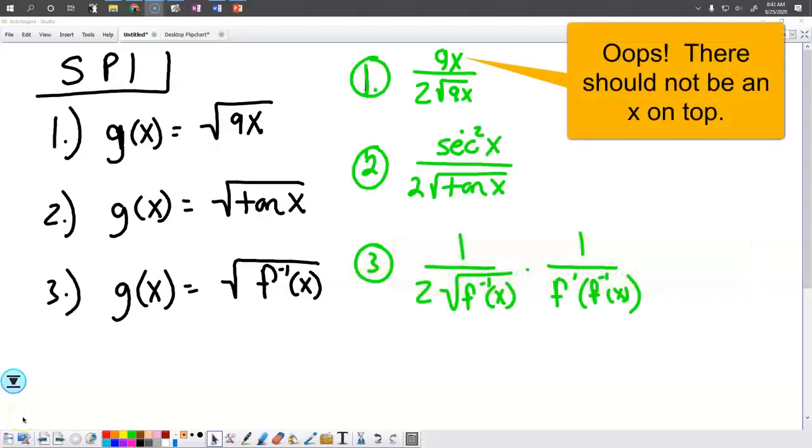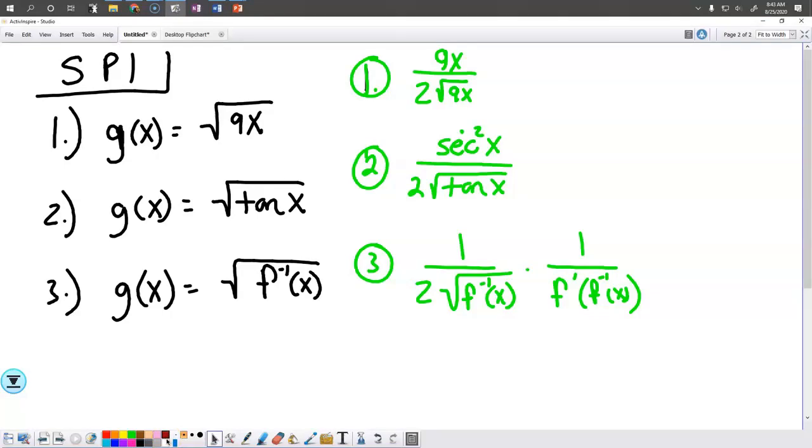Okay, so there are your solutions. If you need to stop the video and pause to ponder it, you can. I'll explain the last one though. As for the last one, the derivative of the outside, which is the square root, is the actual square root function there. And then the derivative of the inside function, the f inverse, is what we learned yesterday. So you just multiply by the formula we learned yesterday.